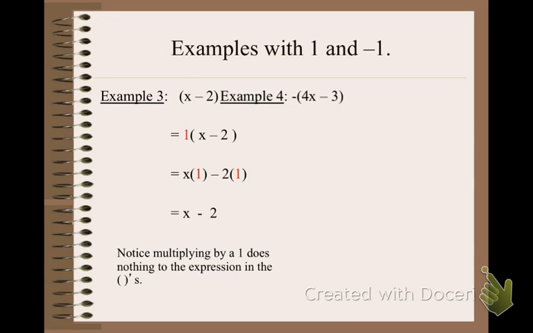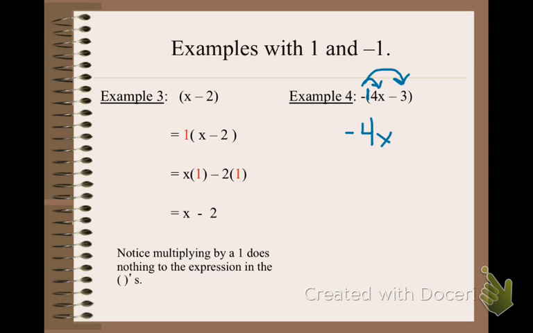But if we see the parentheses are preceded by a minus sign or a negative sign or a subtraction sign, however you want to see that, you have to almost write in an invisible negative 1 that you're distributing a negative 1 to both. So negative 1 times 4x, and then a negative 1 times a negative 3 becomes a positive 3. So that would be your simplified expression.